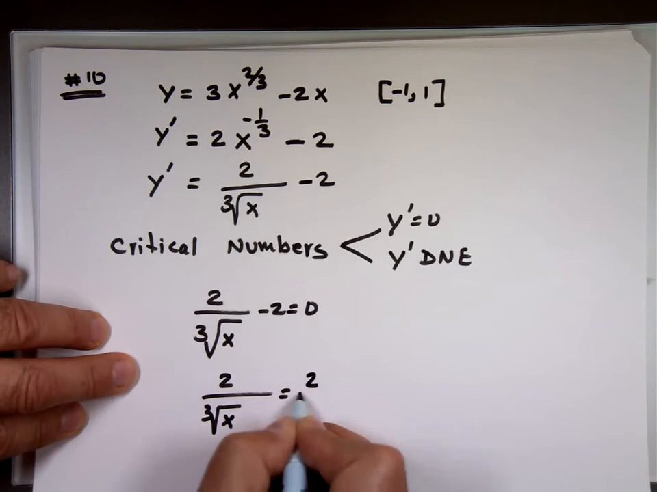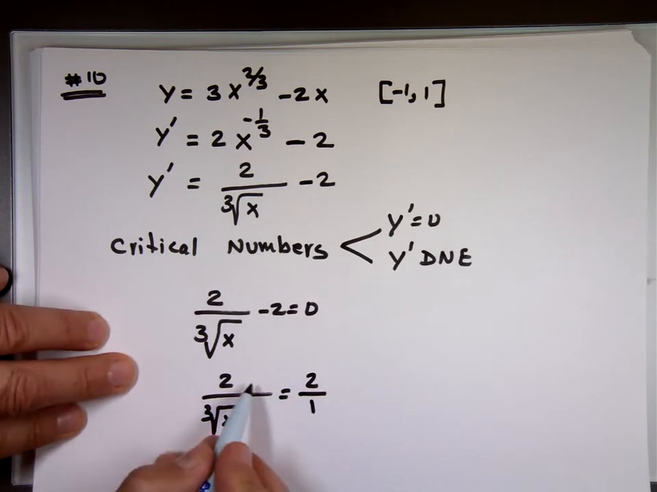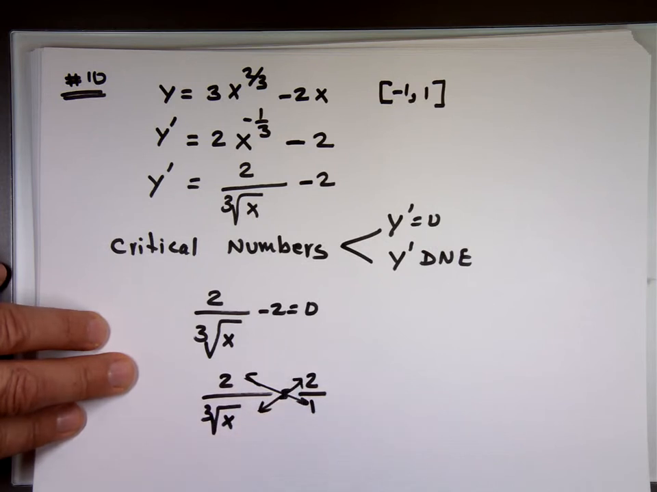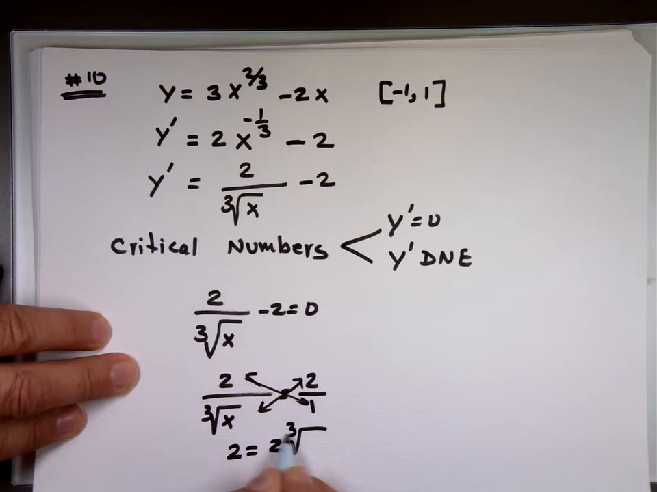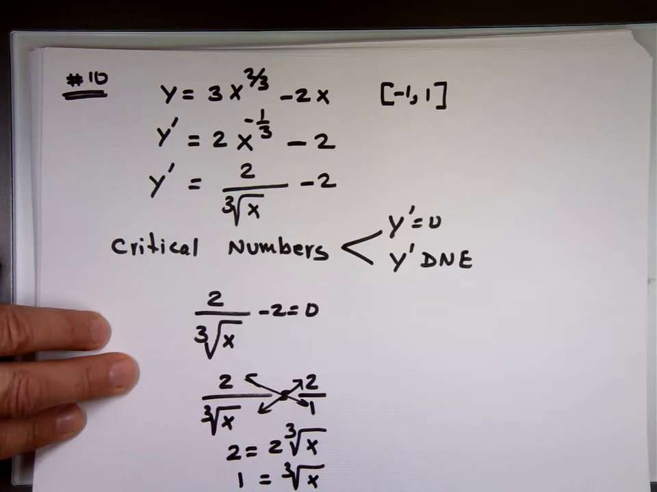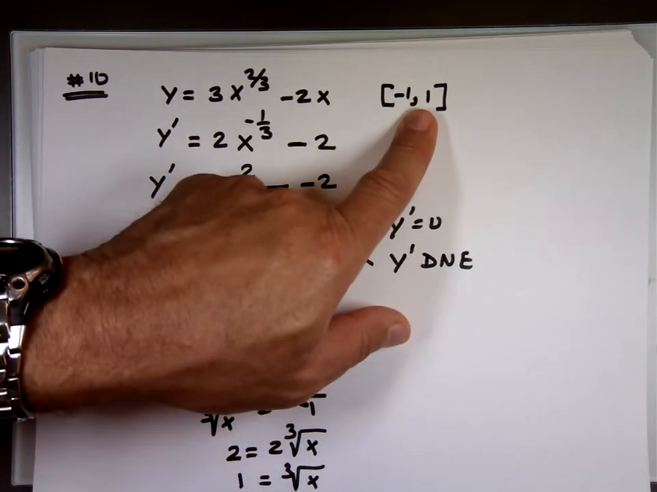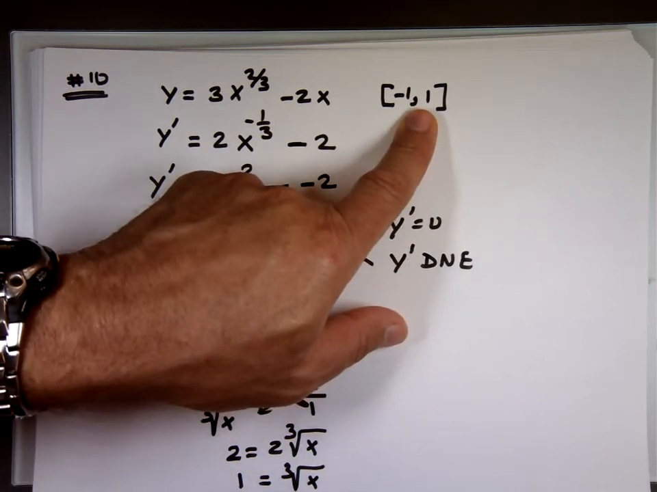The 2 is 2 over 1. You can cross multiply. That's the quickest way to solve two fractions. 2 equals 2 times the cube root of x. The cube root of x equals 1. And what's x? Is that a 1? Here's the good news. The 1 happens to be one of the endpoints. So there's no additional points. See it?